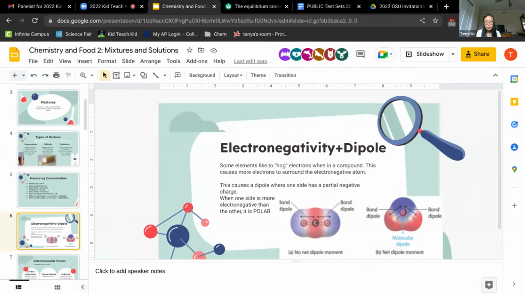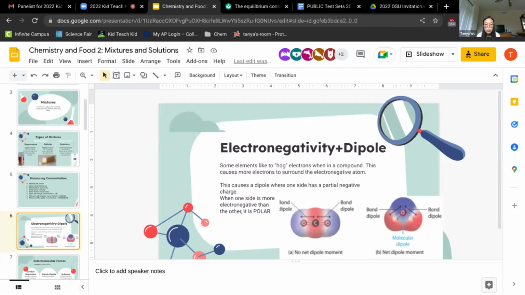So electronegativity is when some elements like to hog the electrons more when they're in a compound. It's very important to understand the periodic trend for it. As you go to the right and to the top of the periodic table, the more electronegative that element is. So oxygen and fluorine are extremely electronegative. That's because as you go to the right, they get closer to a full octet, so they want those electrons more.